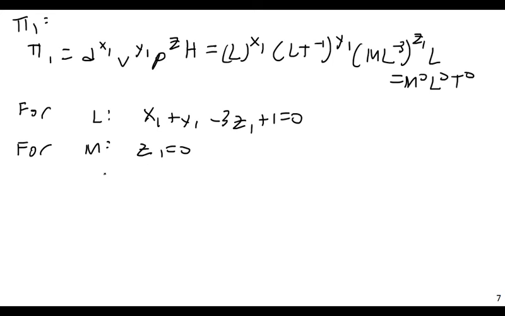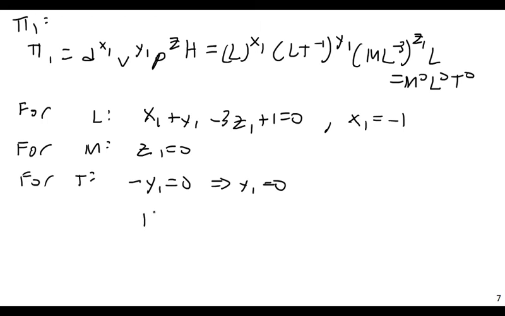Very simple. And then for t, well, I have a t here, and that's it. So negative y1 equals 0, or just y1 is equal to 0. And if I put in the 0 for each of these, I can get that x1 must be equal to negative 1. So, for all of this, pi 1 collapses very quickly into a very simple term. Pi 1 is just going to be equal to h over d.